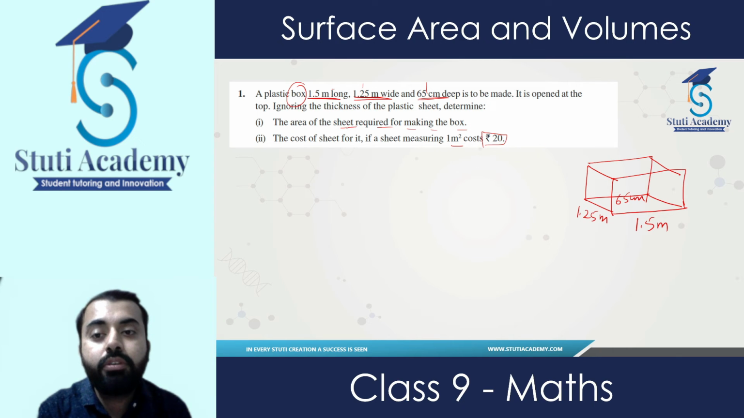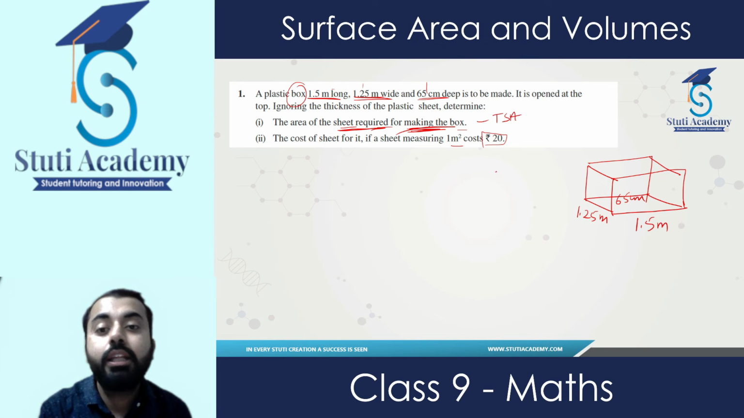I have to find out the area of sheet required for making the box. It is not given to you that we are not considering any of the faces. That means what we have to do in the first case is find out the surface area, then we have to find out the total cost. Right? It is easy, right?